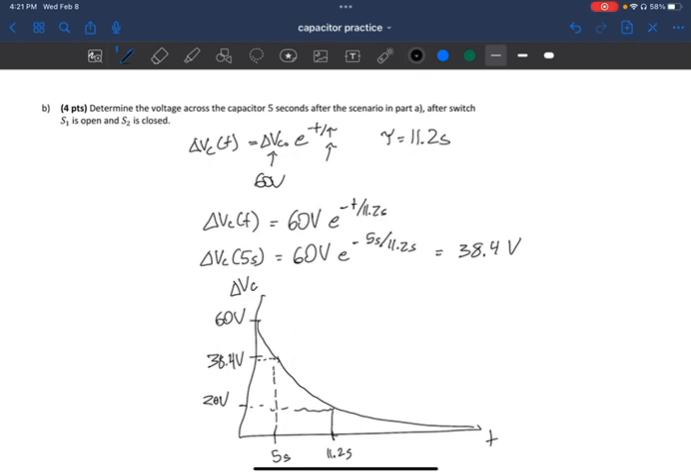This is just a very rough sketch of what the voltage across the capacitor while it's discharging is going to look like. The graph for charge is going to look very similar. If we plotted Q over T, we would also get this exponential decay, but we would have to solve for this Q naught based on the initial voltage and the capacitance. We could solve for the charge, but it's going to have that same shape.